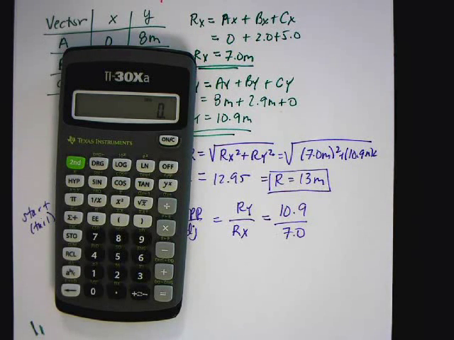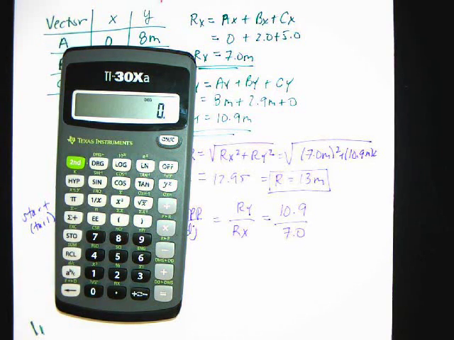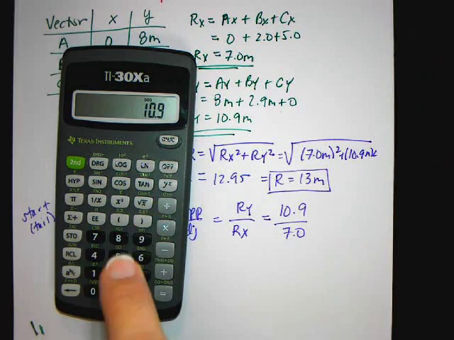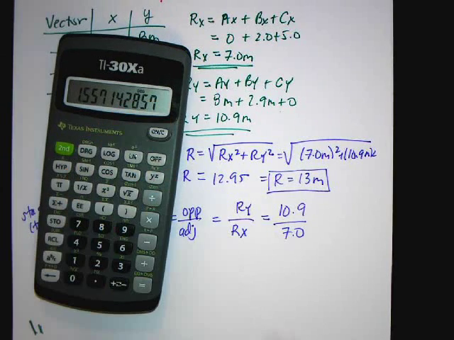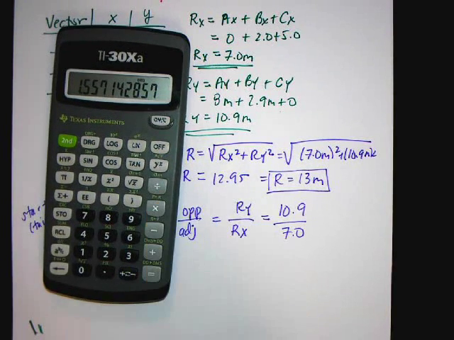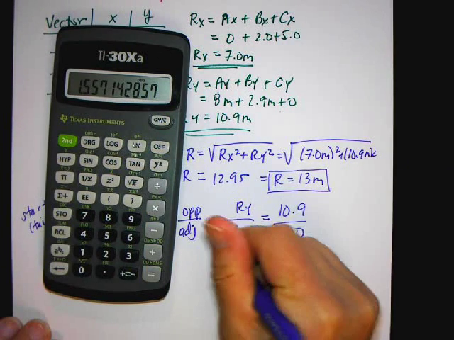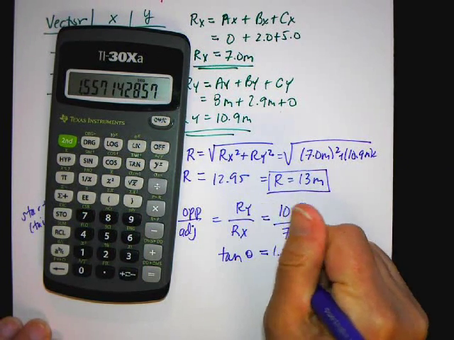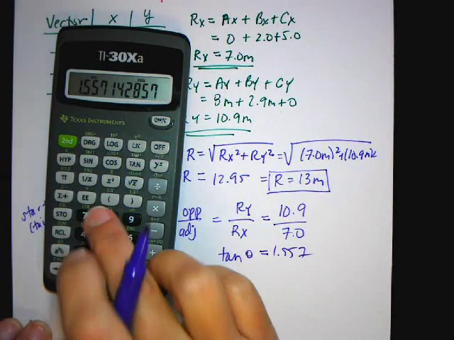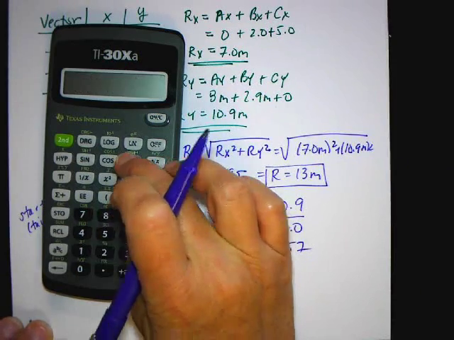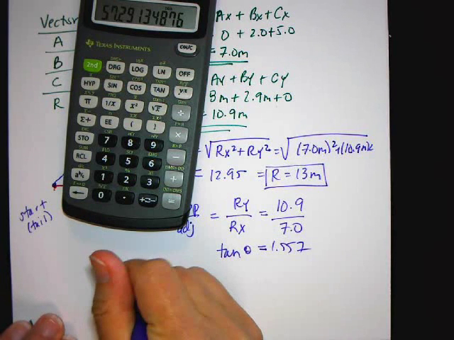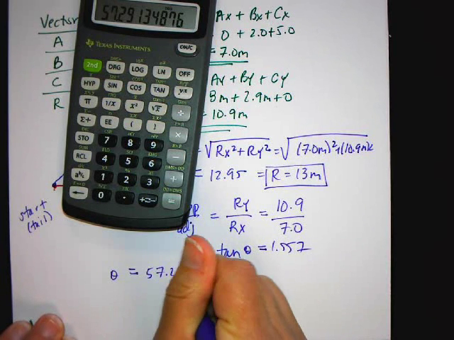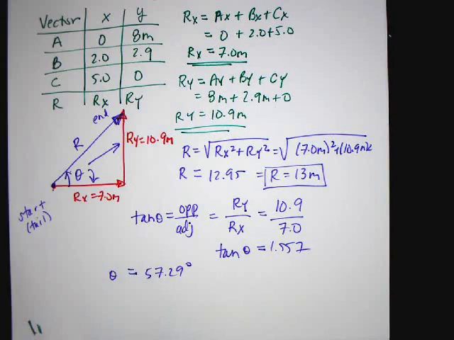That's tan of theta, and I want theta. So now on my calculator, I press second tan, and it says 57.29. So now theta is equal to 57.29 degrees. But that is not my final answer. My final answer for my displacement is going to be 13 meters at 57 degrees north of east. And that's my final answer.